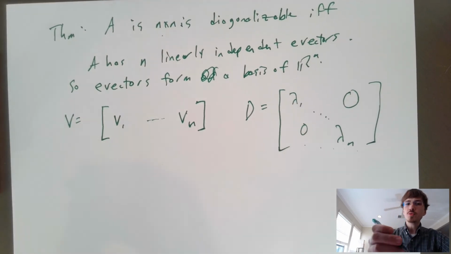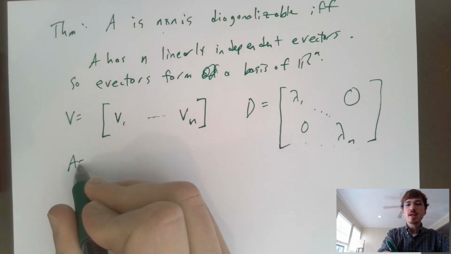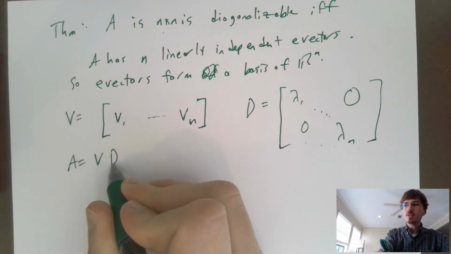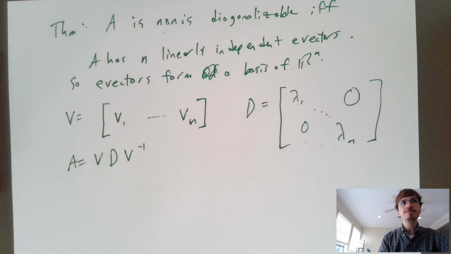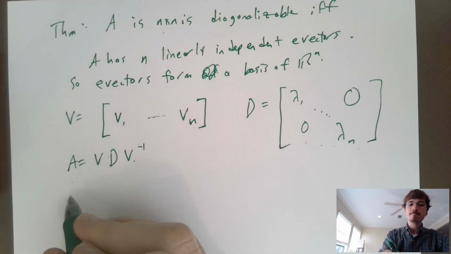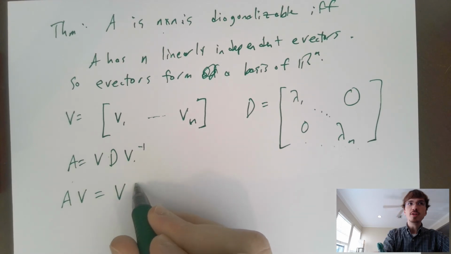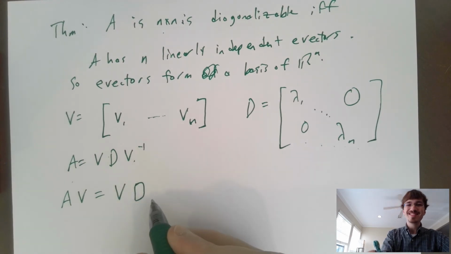All right, so what are we trying to assert here? We're trying to assert that A is equal to V D V inverse. And let's see why this is true. Let us multiply on the right by V. And we get that AV is equal to V times D. Or sorry, V times D. Reading is hard.